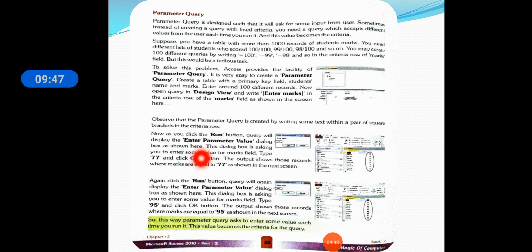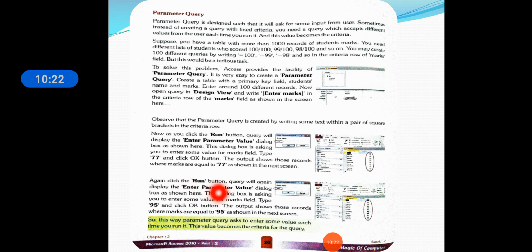This dialog box is asking you to enter some value for the marks field. Type 77 and click OK. The output shows those records where marks are equal to 77 as shown in the next screen. Again click the run button. The query will again display the Enter Parameter Value dialog box as shown here. The dialog box is asking you to enter some value for the marks field. Type 95 and click on OK. The output shows those records where marks are equal to 95 as shown in the next screen.